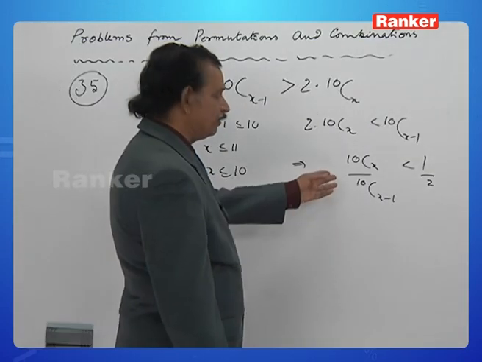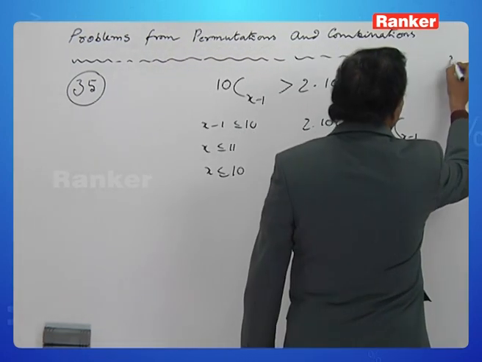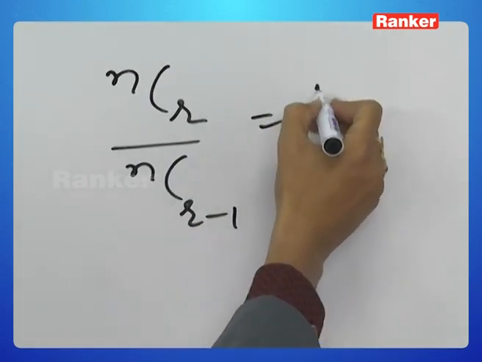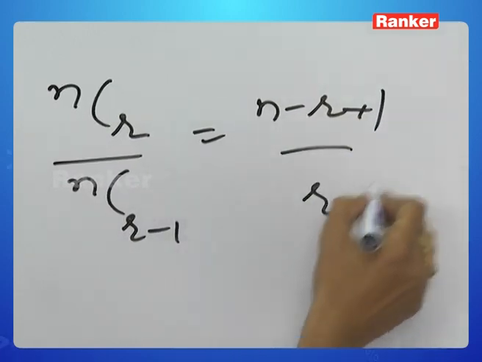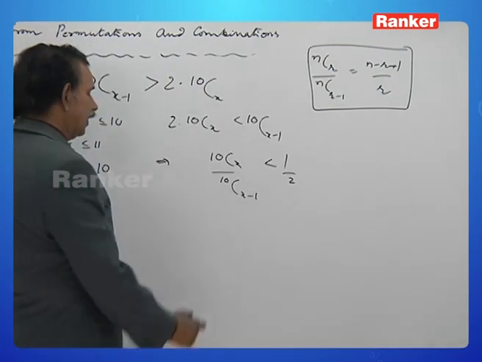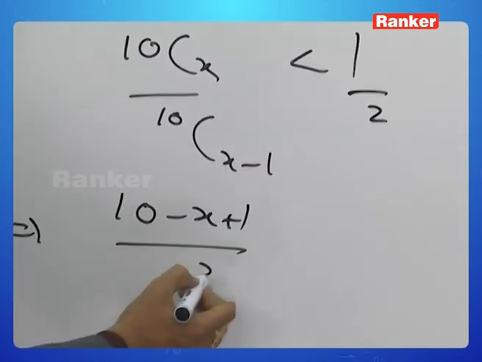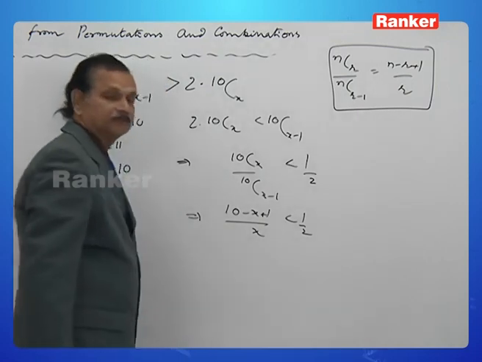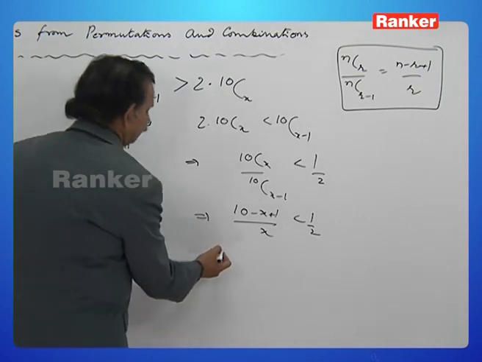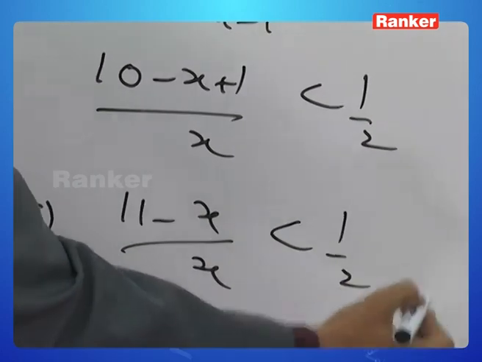But we have had a beautiful formula for nCr by nCr minus 1. Let us recollect that. What is the formula which we could have already had? nCr by nCr minus 1 is therefore n minus r plus 1 by r. Making use of that formula, you can write this as 10 minus x plus 1 by x is less than half. What is 10 plus 1? 11. 11 minus x by x is less than half.